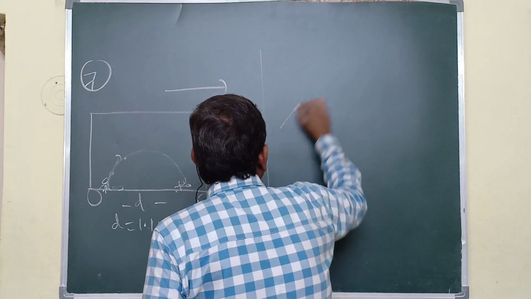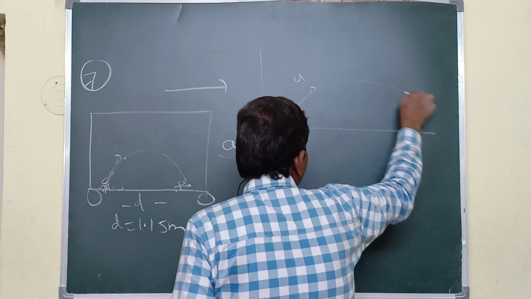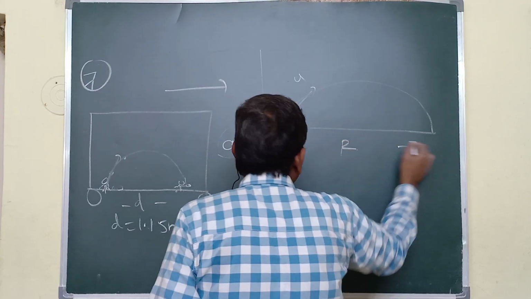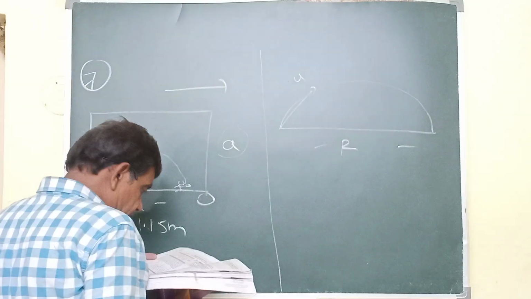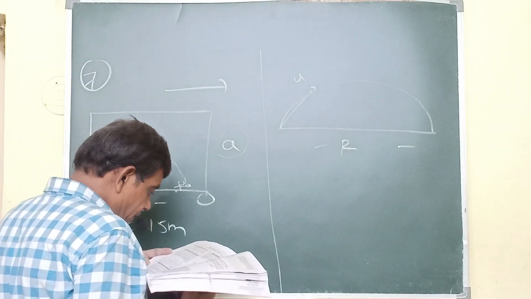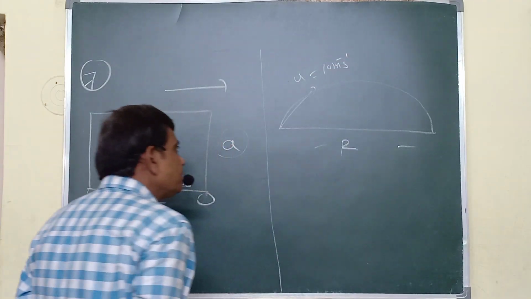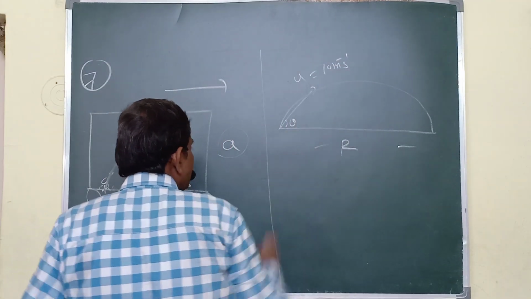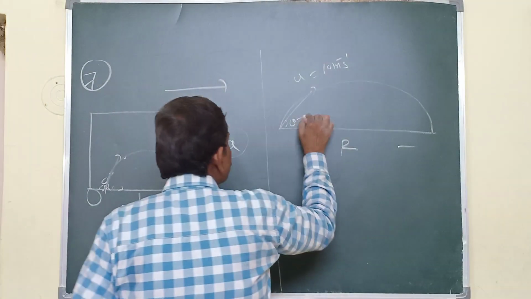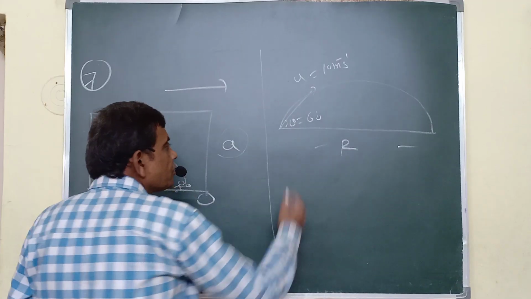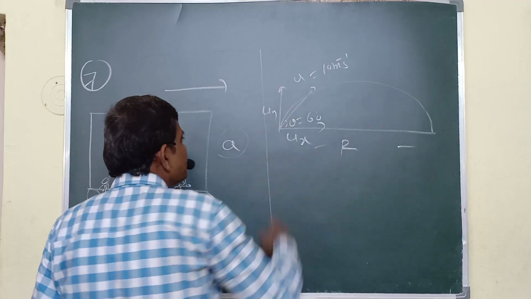So the ball is projected like this with some velocity u, making some angle theta. In this way the ball reaches here, and this is called the range. Here the initial velocity is 10 meters per second, and the angle theta equals 60 degrees. So I am taking ux and also uy, the x component and the y component.